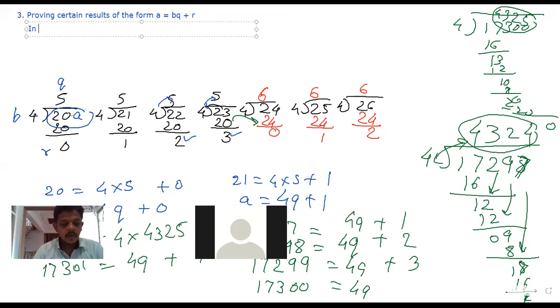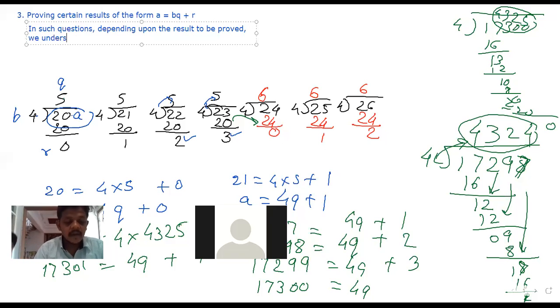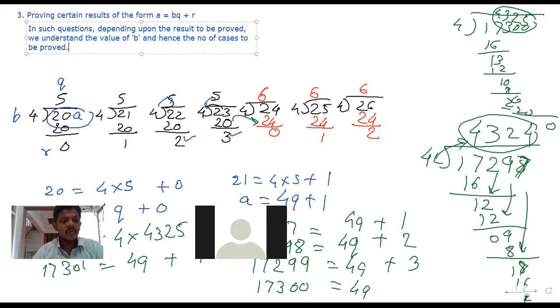Write down. In such questions, depending upon the result we proved, we understand the value of b and hence the number of cases to be proved.